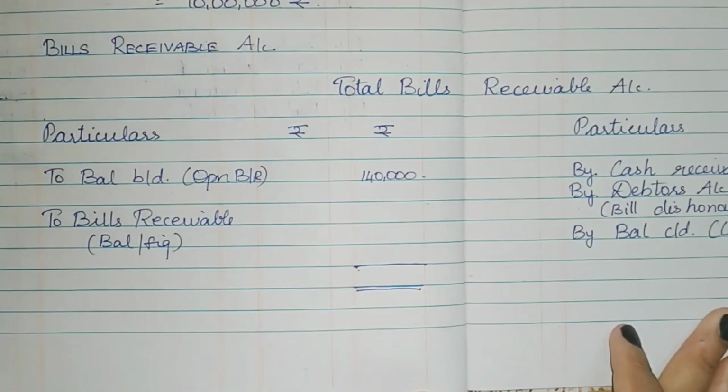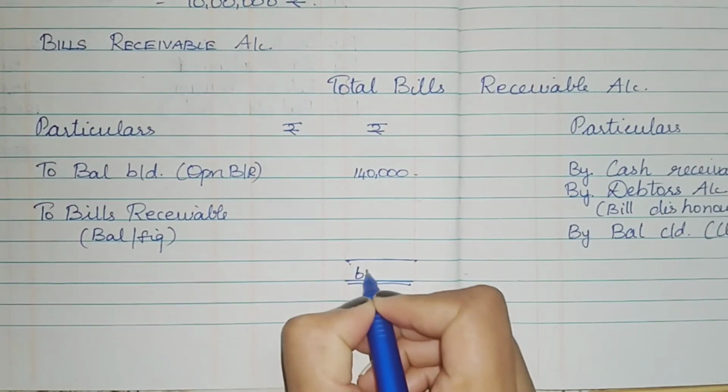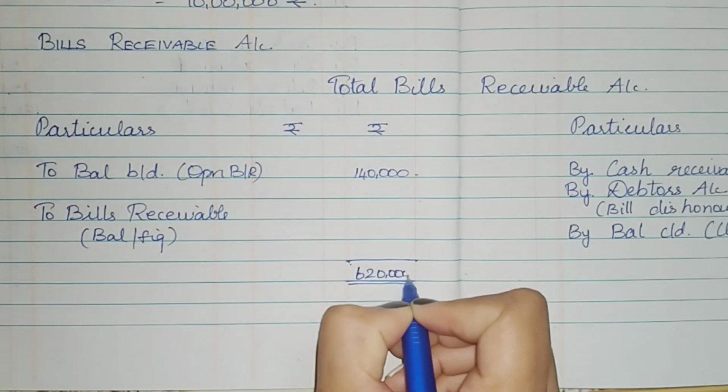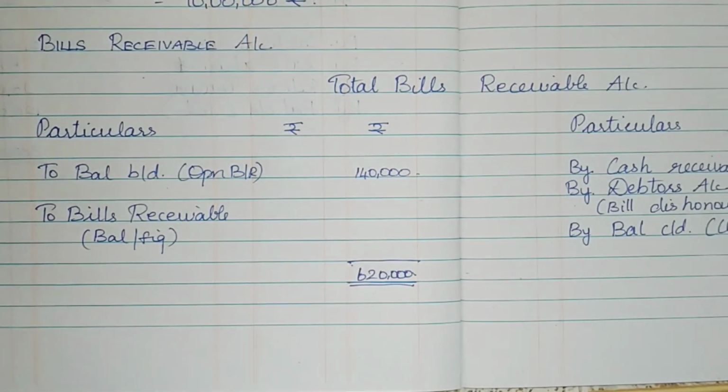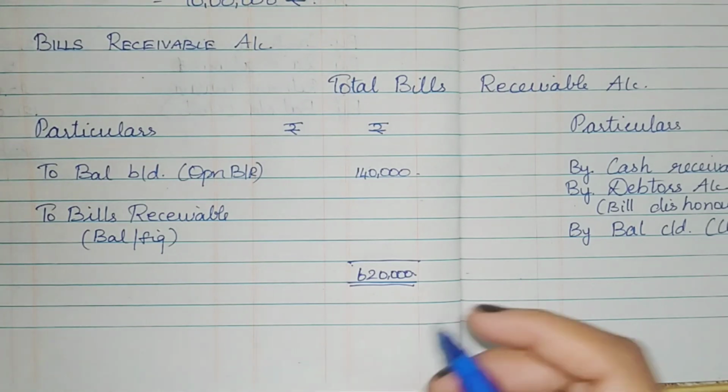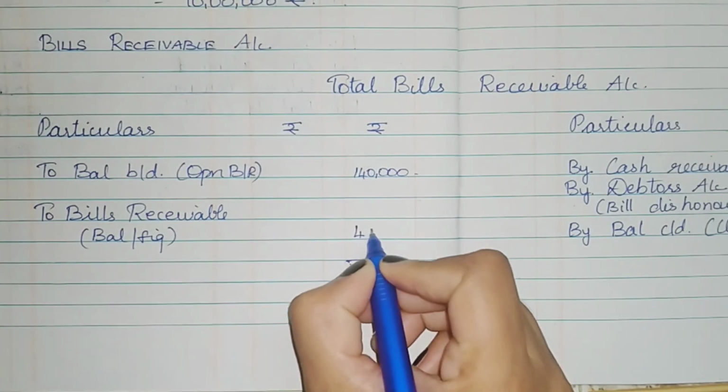So I transfer the total to the debit side also because that is the greatest total here. So that becomes a grand total. So 6,20,000 minus 1,40,000 is going to be my answer for the bills receivable. That is 4,80,000.